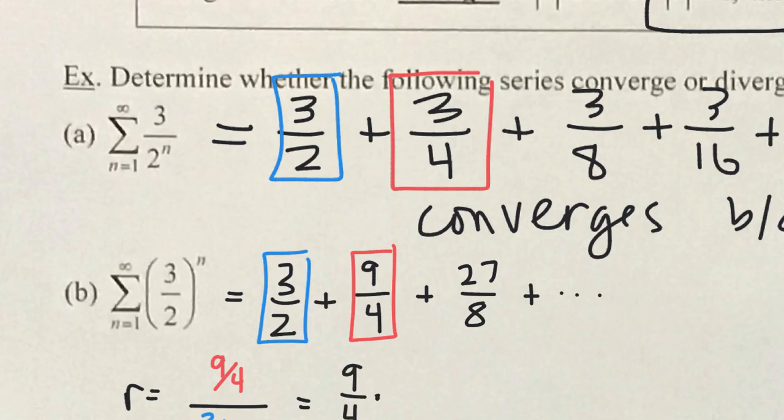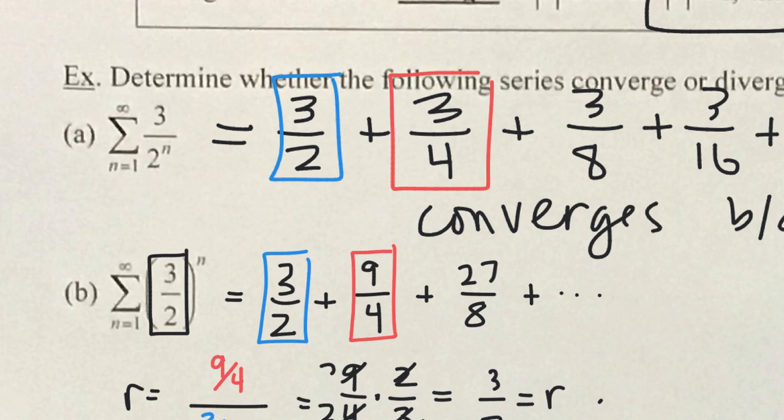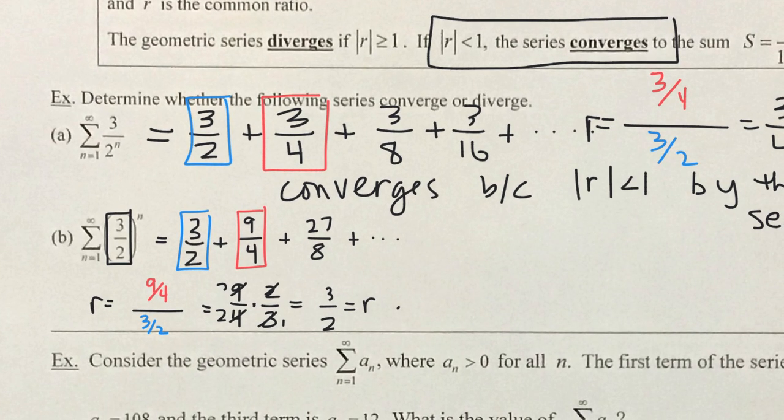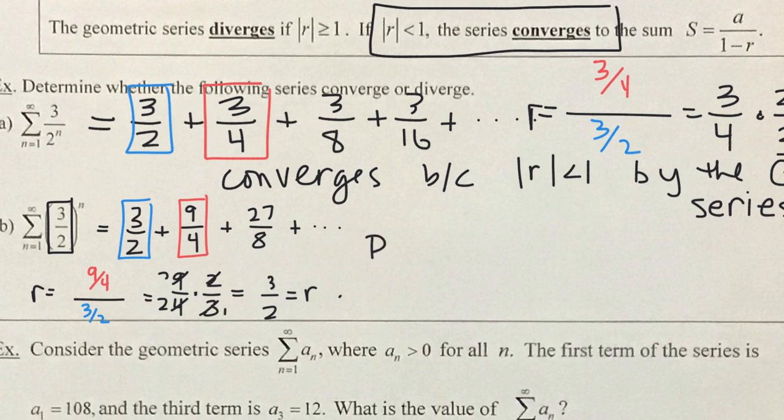So 9 over 4 times 2 over 3 reduces to 3 over 2. Oh, look at that. So here's our form of our ratio. 3/2 is your ratio. So does our sequence converge or diverge? Diverges, by the geometric series test. Wow, so sloppy.